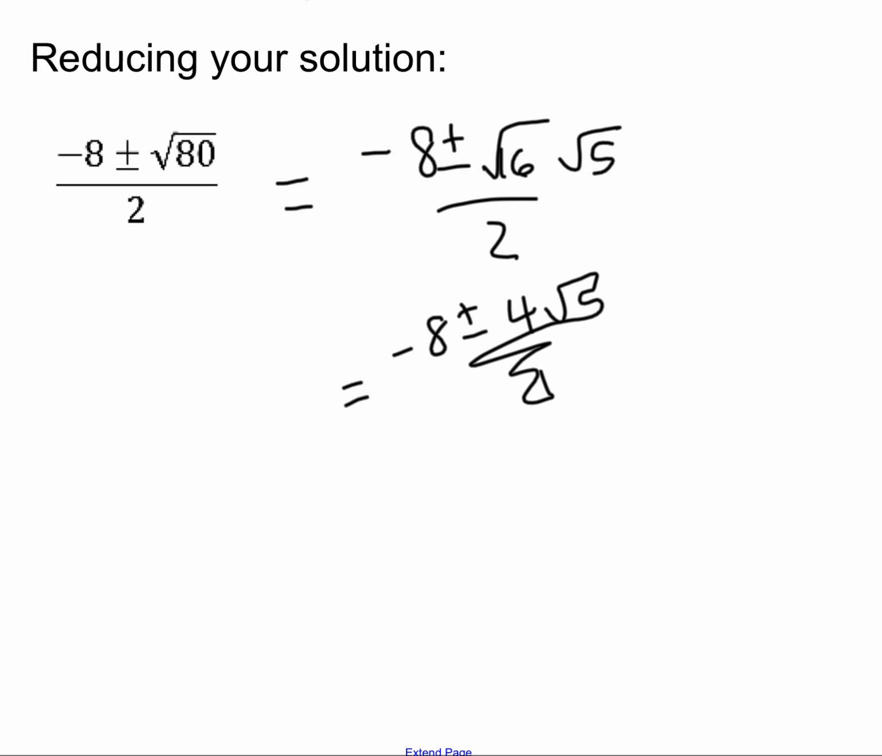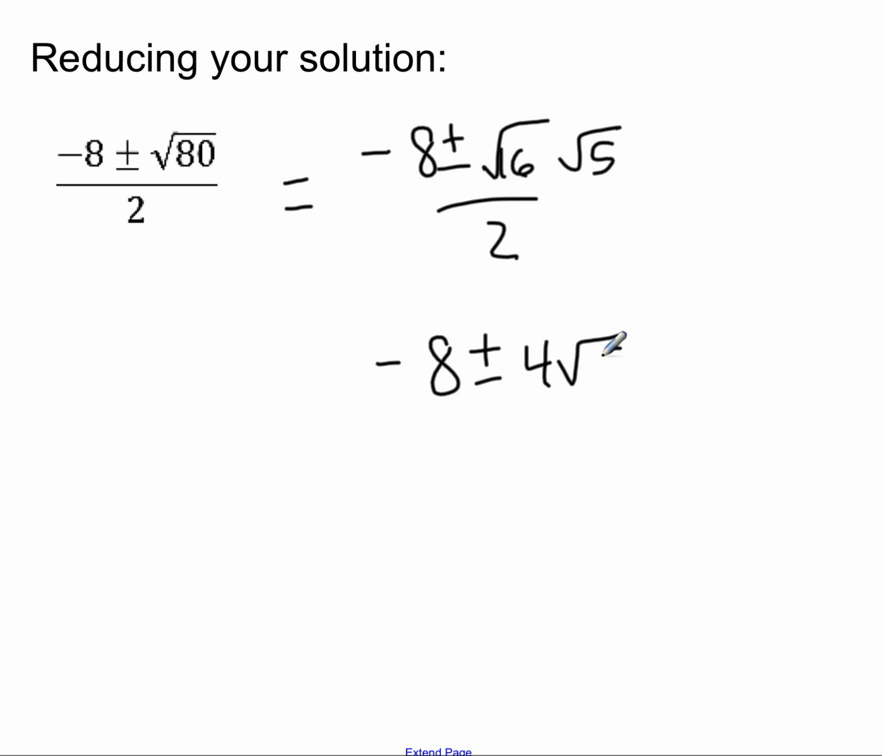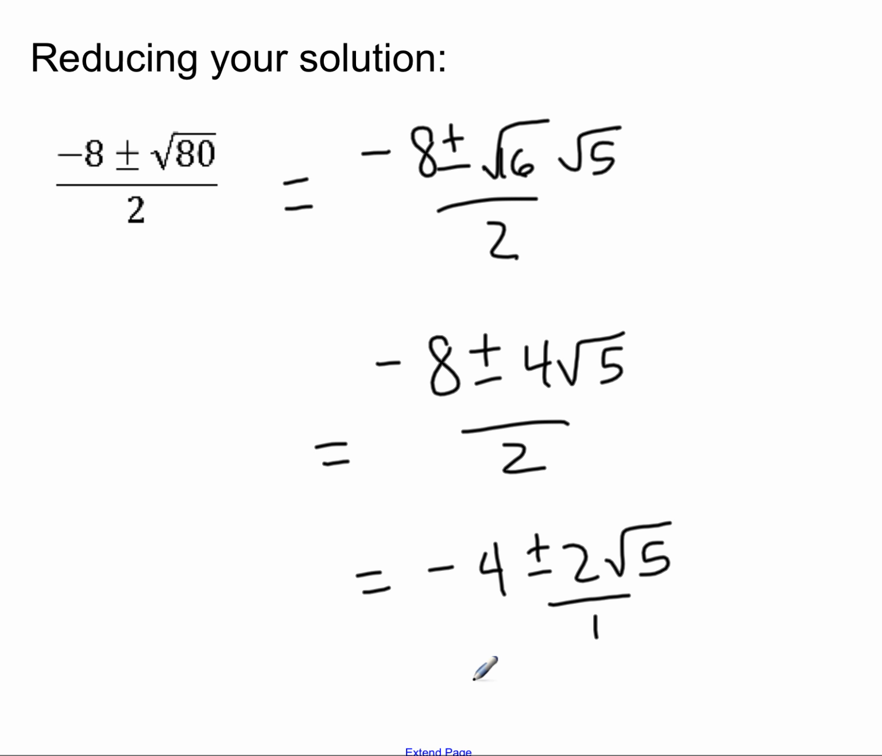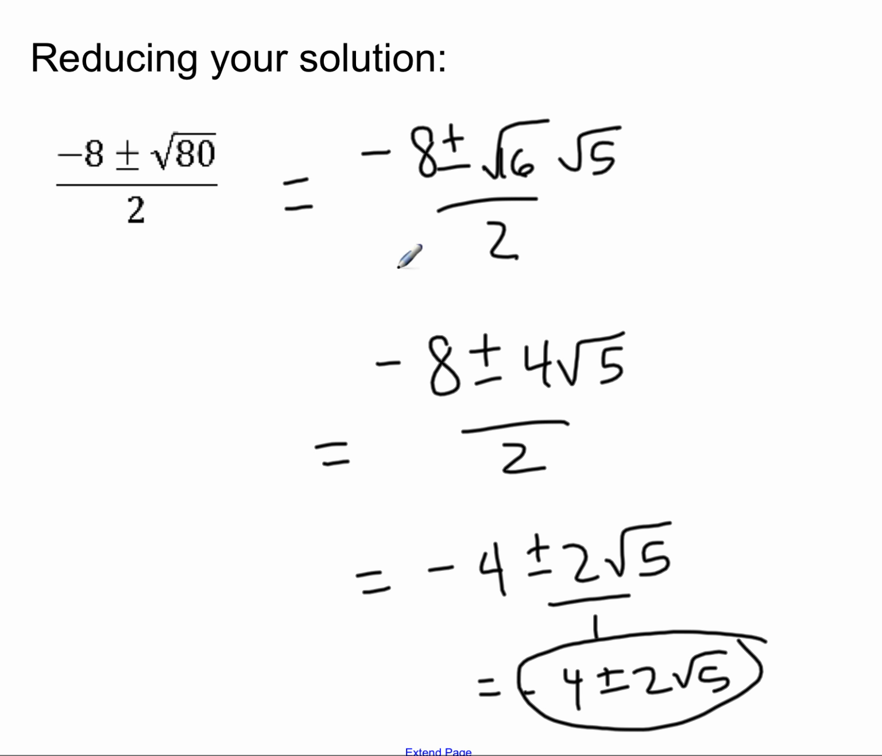Whoa, my pen is really funky. And then you're going to reduce the numbers that have common factors. The 2, the 4, and the 8, which basically a factor of 2 comes out of all of them. So I get negative 4 plus or minus 2 root 5 over 1, and then I don't need the over 1. So that's my final answer.